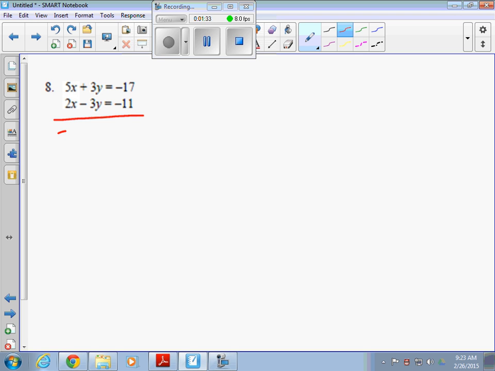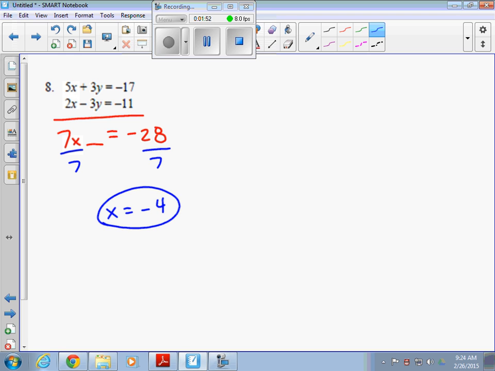5x and 2x is 7x. 3y and -3y is no more y's. They're gone. -17 and -11 is -28. So it says 7x equals -28. Divide by 7. A negative divided by a positive is going to be a negative, and 28 divided by 7 is 4. So x's value is -4.